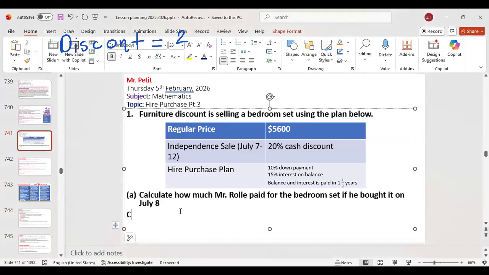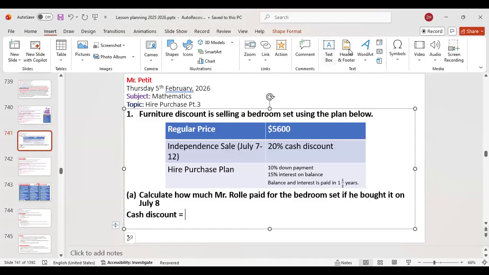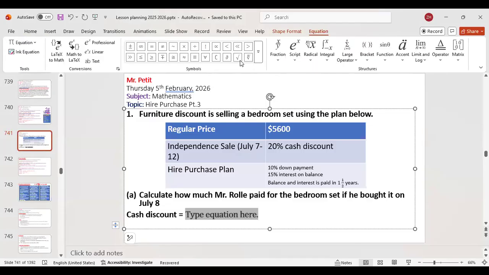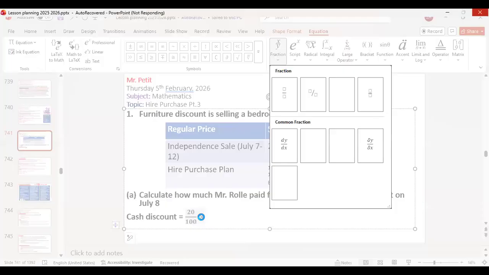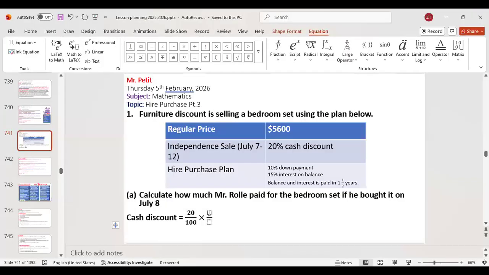So the cash discount. I can move this off the screen. So this cash discount is going to be equal to what? 20 over 100 multiplied by what? Multiplied by 5,600 over 1. Okay, good. Looks like we got it back.